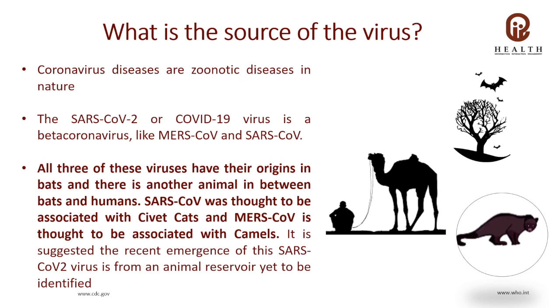This virus belongs to the group of beta coronaviruses, and the other members of this group are SARS and MERS. SARS originated in China and is thought to be associated with civet cats, while MERS originated in Middle Eastern countries like Saudi Arabia and is thought to be associated with camels. COVID-19 was also reported in China first, but the animal reservoir for this disease is yet to be discovered.